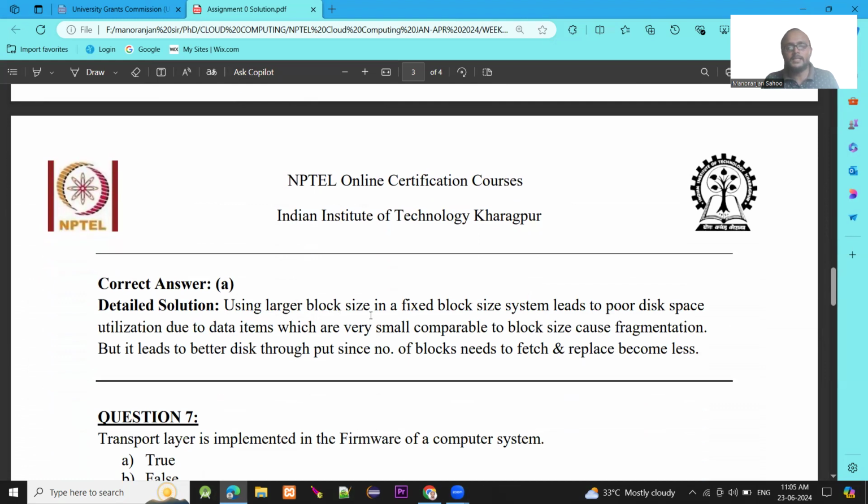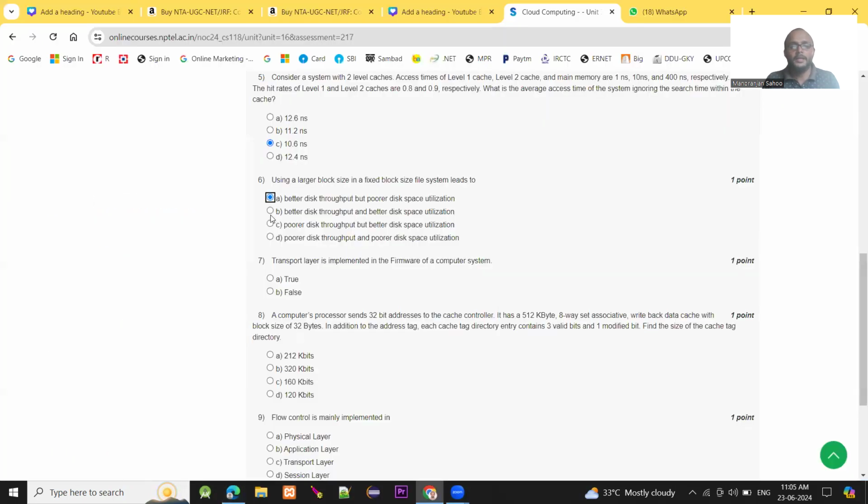using a larger block size in a fixed block size system leads to poor disk space utilization due to data items which are very small, comparable to block size, causing fragmentation. But it leads to better disk throughput since the number of blocks that need to be fetched and replaced becomes less. So option A, a better disk throughput but poorer disk space utilization, is the right answer.